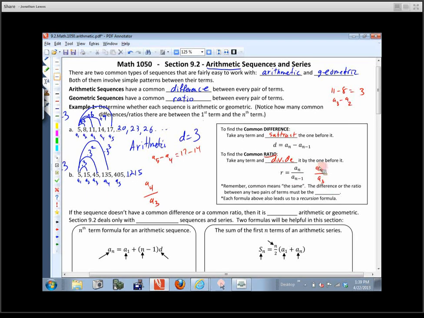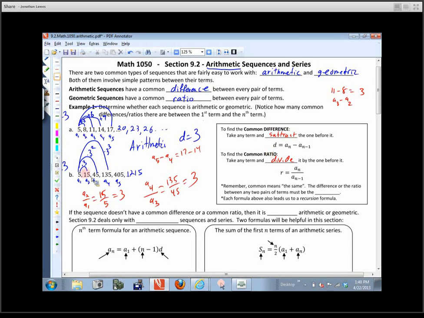So again, take any term, divide it by the one before it. That's what this notation means. Take any term, subtract the one before it. Take any term, divide by the one before it. And let's see what we end up with here. This would be 135 divided by 45, and that's 3. The ratio is 3. If I do the same thing with the second one and divide it by the first one, 15 divided by 5, I end up with 3. So I can take any one, divide it by the one before it, I get exactly the same ratio. The ratio is 3, so that's why it has a common ratio. Okay, they all have exactly the same ratio.